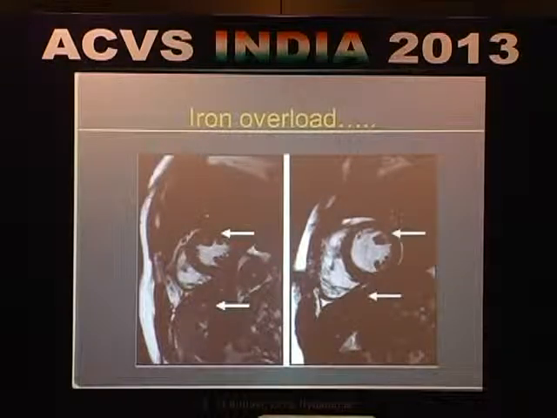But look at this MRI. You can actually measure the iron load of the myocardium by various techniques on MRI. These patients may also be given chelating agents so that this iron overload can be reduced and their cardiac function may improve. The thing to be remembered is when to suspect it and then how to confirm the diagnosis. Confirmation is by MRI.